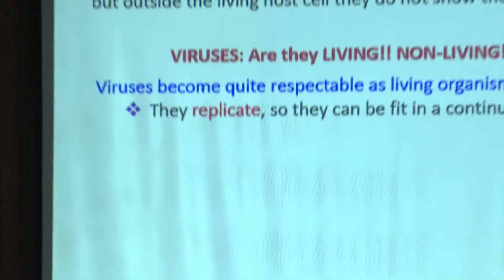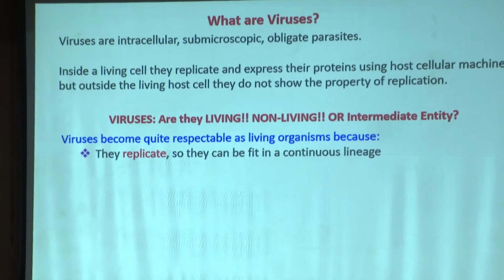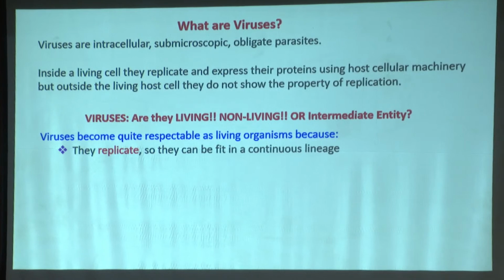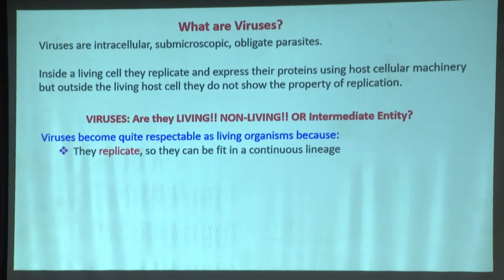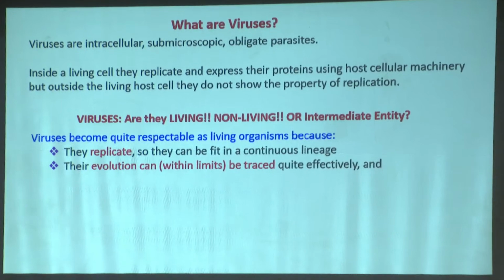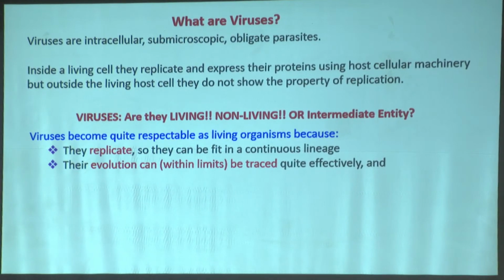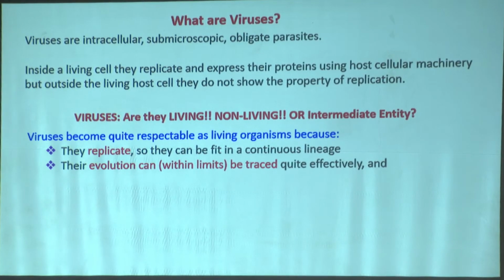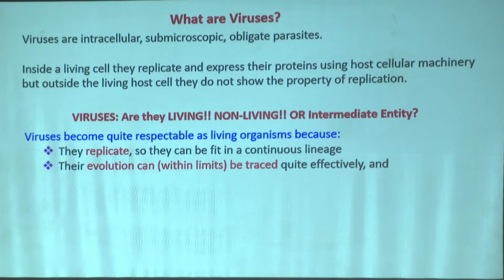So keeping this point, the virus is quite respectable as a living organism, because they replicate. So they can fit in a continuous lineage. Anything which can replicate can fit in a lineage, and that is why they are living organisms, replicating with a condition. That condition applies to any living organism; without it, they cannot replicate. For viruses also, they replicate. Second point, their evolution: we can trace the evolution of a virus. Any living organism can have its evolution traced back, so on this point also, the virus is satisfied.